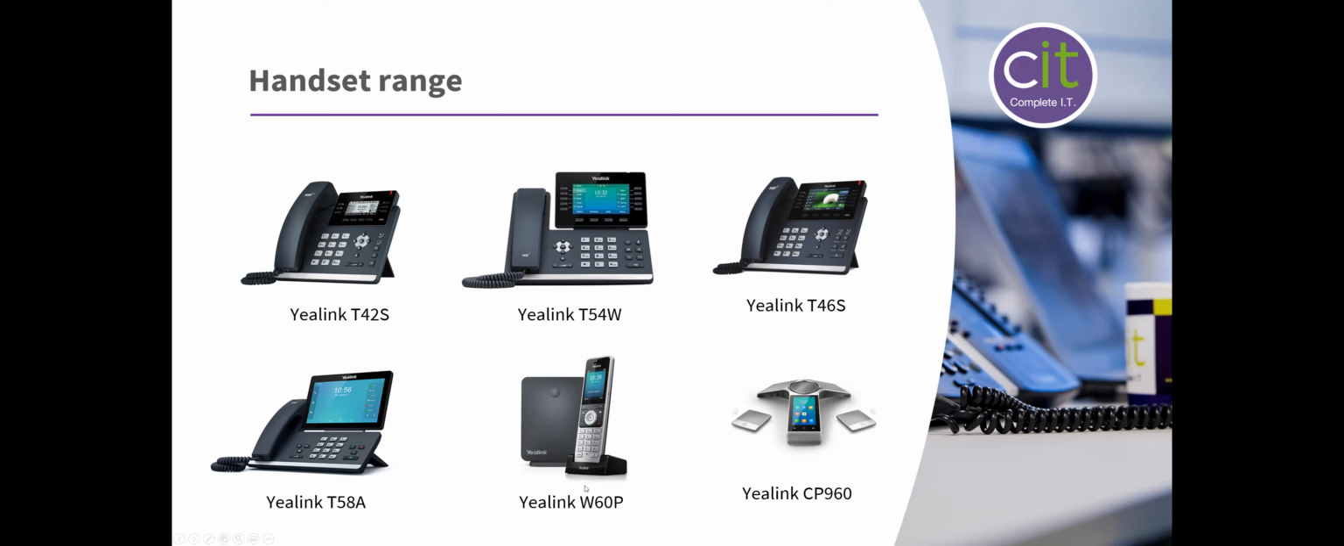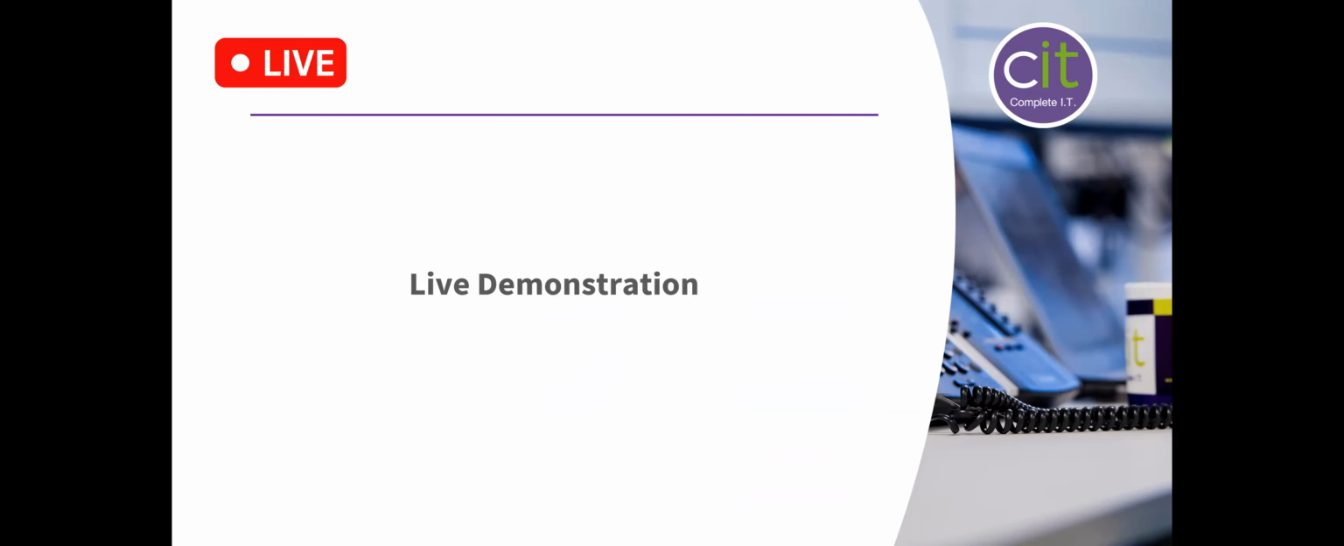The W60P is what we call, a horrible terminology again, DECT. In essence, and in normal words, it's a walkabout phone. As you can see, you can disconnect it and walk around like you're on a mobile phone. And then the CP960 is our conference phone. It comes with 2 detachable speakers, placed in the middle of your conference room, and that's going to basically give you the conferencing facility you need, should you need it in the office. So that's the range of the handsets.